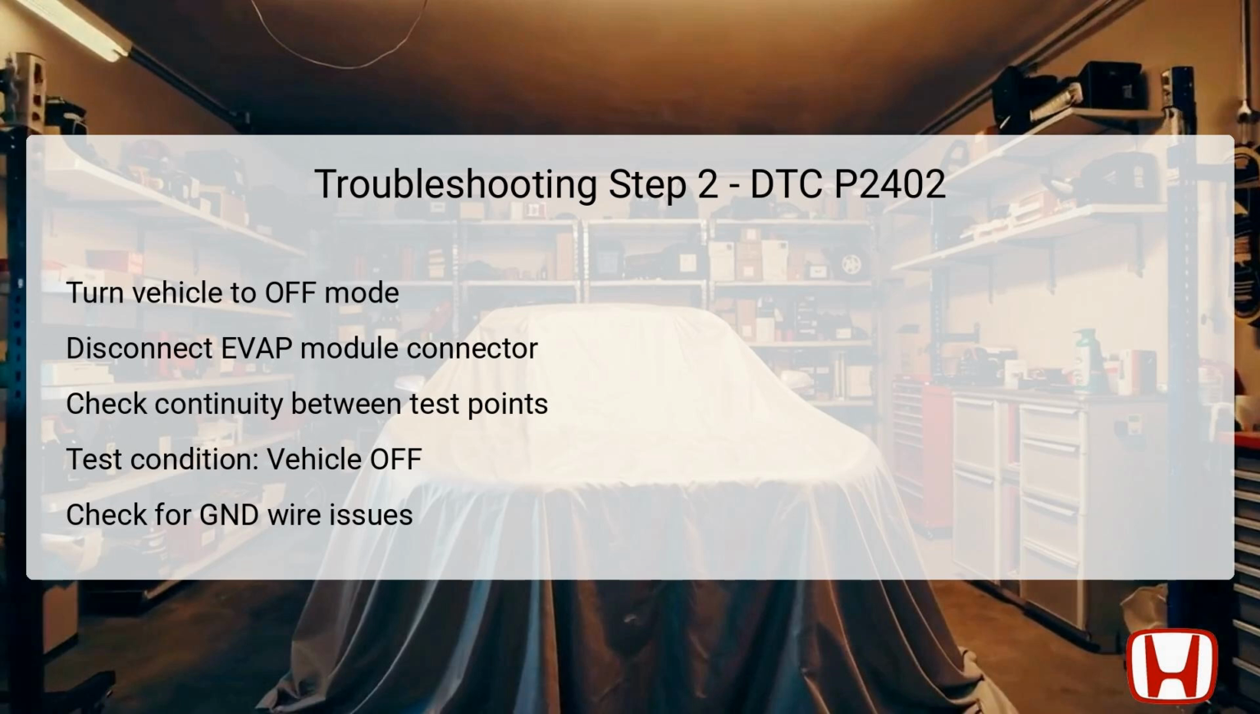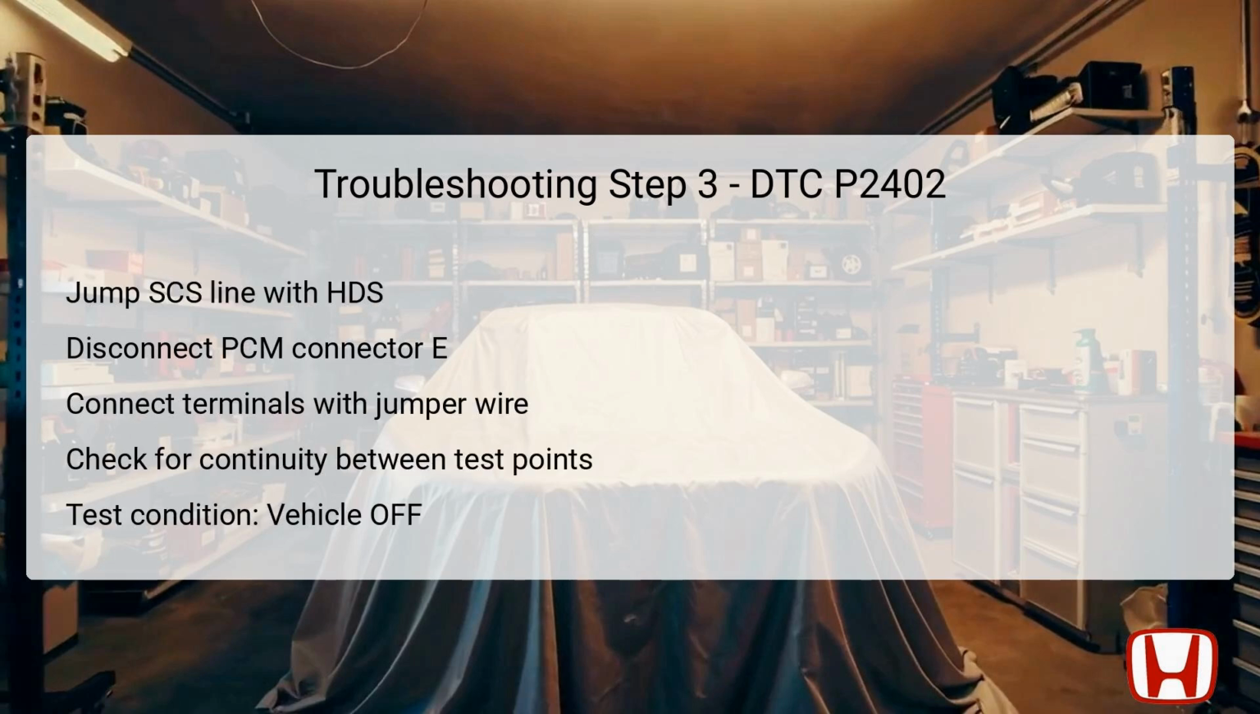However, if continuity is absent, it indicates an open circuit necessitating repair of the GND wire between the EVAP leak check module and body ground. If continuity in the ground line checks out, the troubleshooting process progresses to evaluating the ELCMP line.